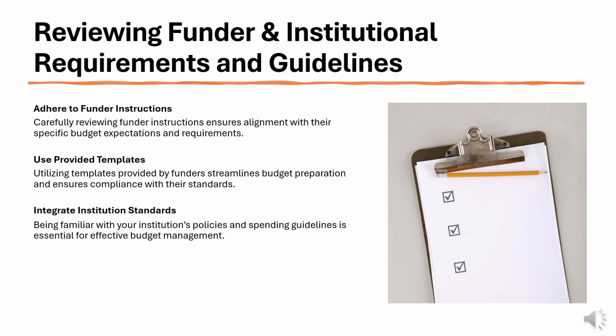Before building your grant budget, it is essential to carefully review both funder and institutional requirements and guidelines. Adhering strictly to funder instructions ensures your budget aligns with their expectations and regulations, while using provided templates streamlines preparation and helps to maintain compliance. At the same time, it's important to integrate your institution's standards, policies, and protocols, ensuring that your proposed spending is consistent with internal guidelines and best practices.